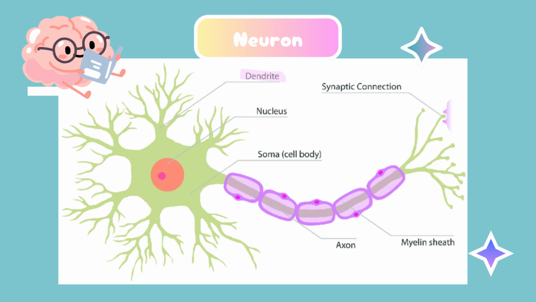Fourth are dendrites. These are branch-like structures that receive messages from other neurons. Fifth is the myelin sheath. This is a fatty layer that covers the axon, helping to speed up the transmission of nerve impulses. And sixth, the synaptic connection. These are the places where neurons connect and communicate with each other, specifically where the neuron sends a message to another neuron.